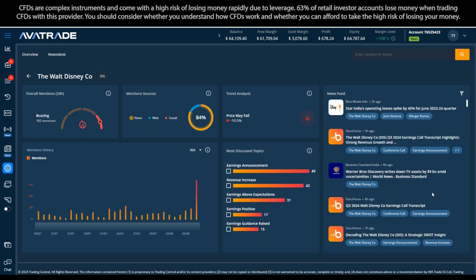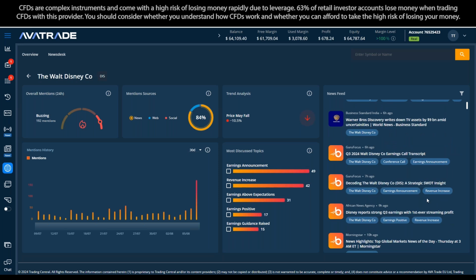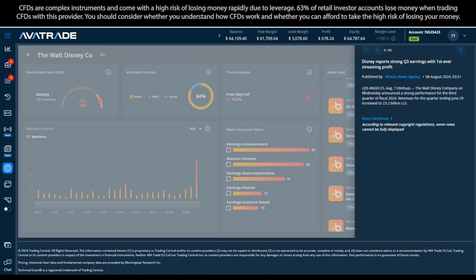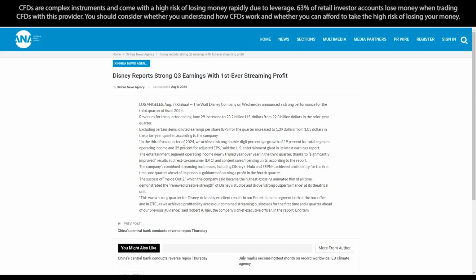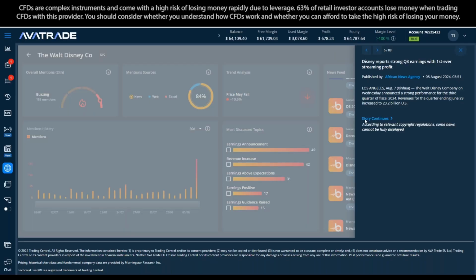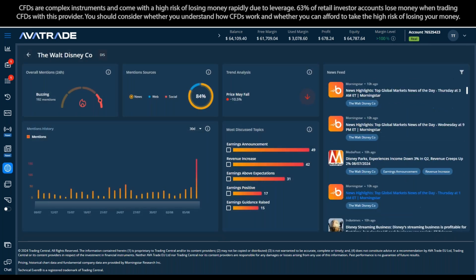The fundamental news, though, as I mentioned, what we see in the articles is talk about how strong the earnings report was. Disney reports strong Q3 earnings with first ever streaming profit. Okay, we can click on that, get a summary of what they're talking about. We can click and get the whole story. And what we'll see is people are excited about the fact Disney's numbers did so good. And we can go to a lot of different articles that are giving you the feel that there's some positive news about Disney right now, a positive feel about those numbers.